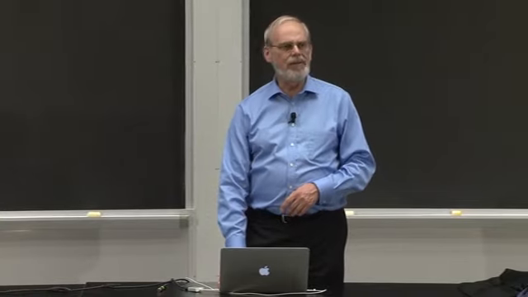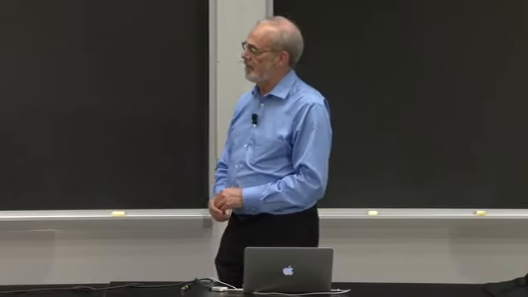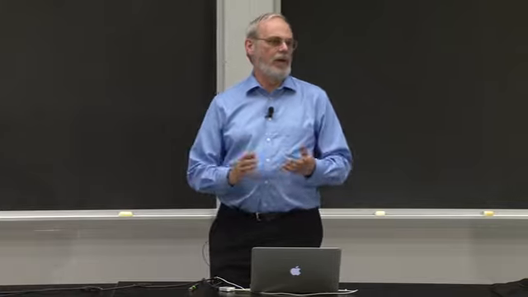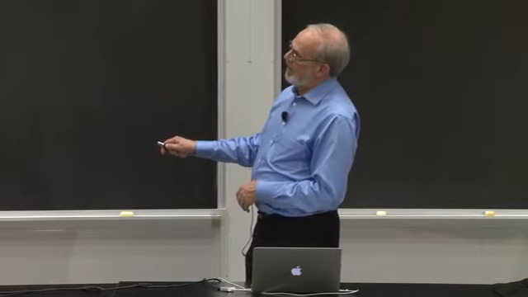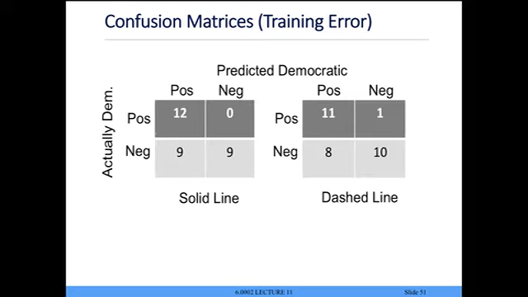All right, so now the question is, how would I evaluate these? How do I decide which one's better? I'm simply going to show you very quickly some examples. First one is to look at what's called the confusion matrix. What does that mean? For one of these classifiers, for example the solid line, here are the predictions based on the solid line of whether they would be more likely to be Democrat or Republican, and here's the actual label. Same thing for the dashed line.